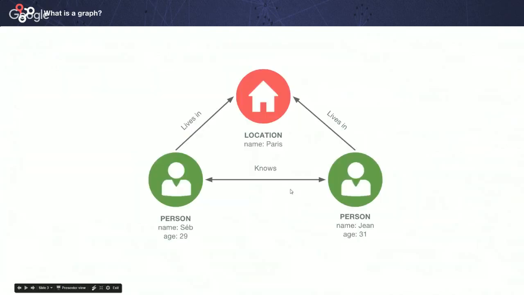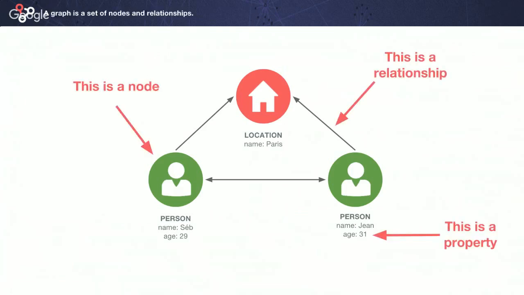So first, before going into the subject, what is a graph? A graph is a set of nodes and relationships. This is a node, and this is a relationship. Both can have properties. So here, for example, we see that Jean has a relationship with Sen, and both share the same location, Paris.